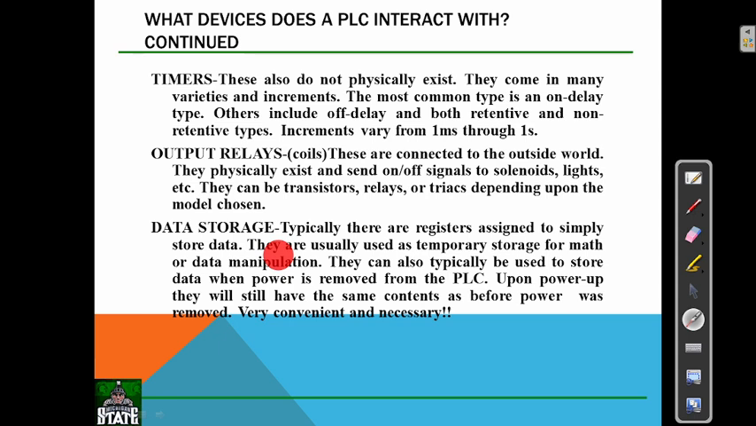Then the data storage. Typically there are registers assigned to store data. They are usually used as temporary storage for math or data manipulation. They can also be used to store data when power is removed from the PLC. Upon power off, they will still have the contents as before power was removed. This is very convenient and necessary, because if anything is running on this PLC kit, when power comes on, it won't be affected.